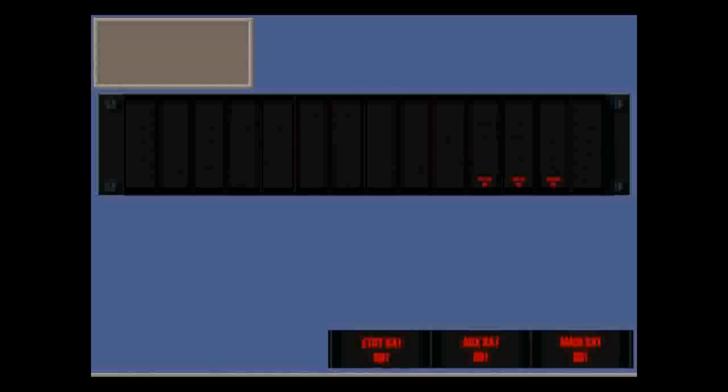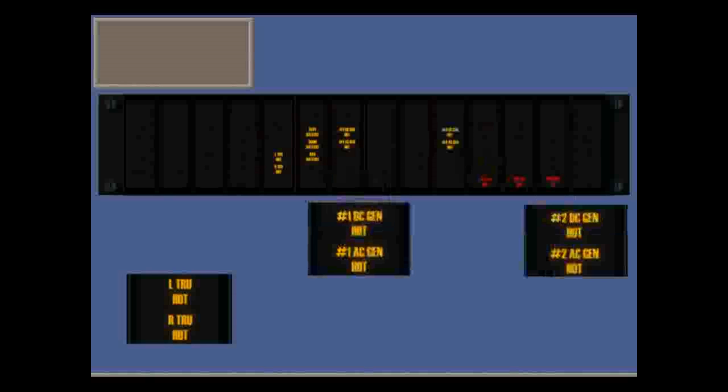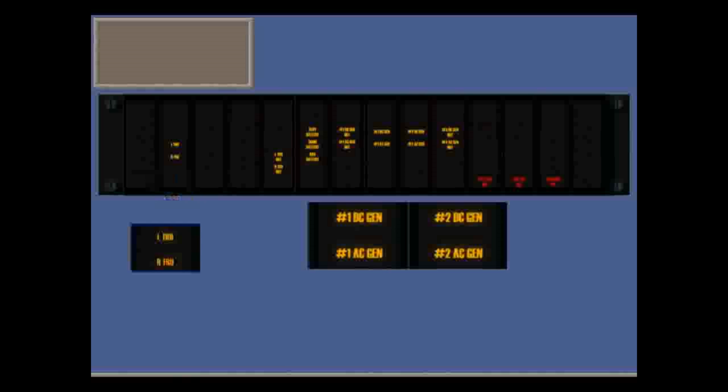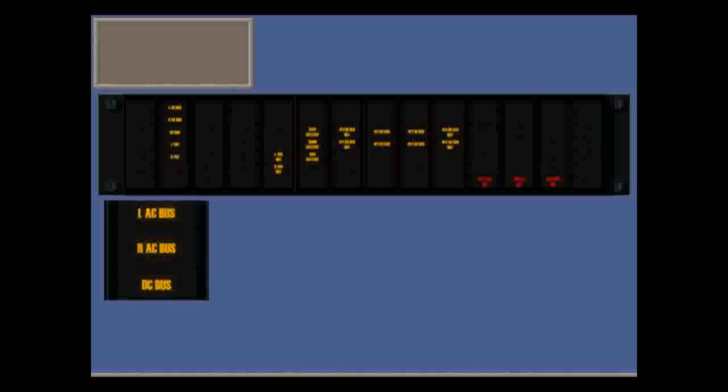For the electrical system, there are battery hot warnings, battery cautions, generator hot and TRU hot cautions, generator and TRU cautions, and bus cautions. We'll cover some of these in the abnormal operations lesson.